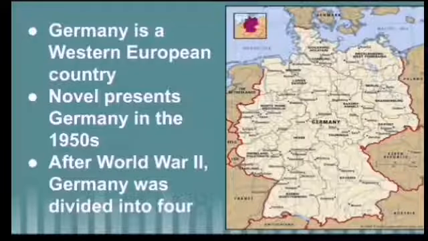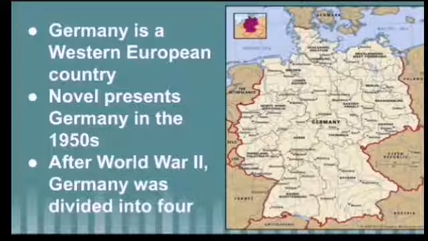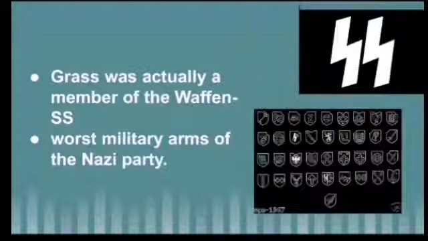And we can see here the map of Germany. Germany is a Western European country. The novel presents Germany in the 1950s, and after World War II, Germany was divided into four. And actually, Gunter Grass was a member of the Waffen SS, one of the worst military armies of the Nazi Party. And these are the symbols of the Waffen SS and the Nazi Party.